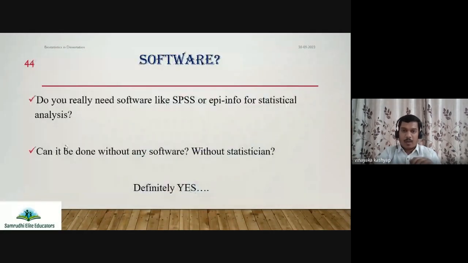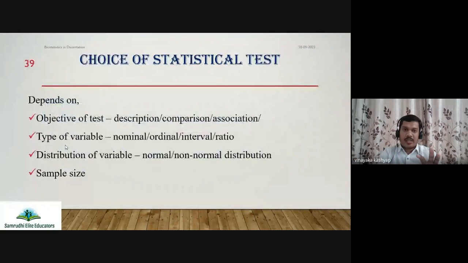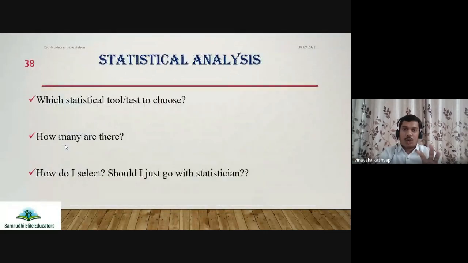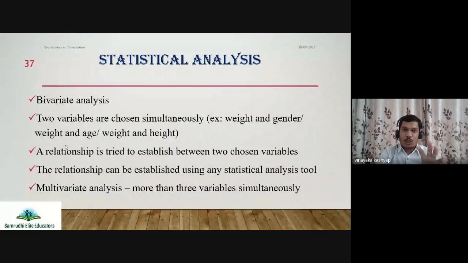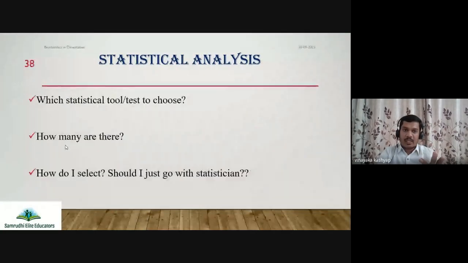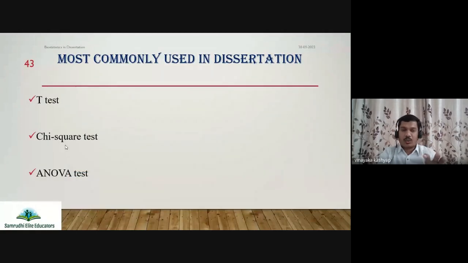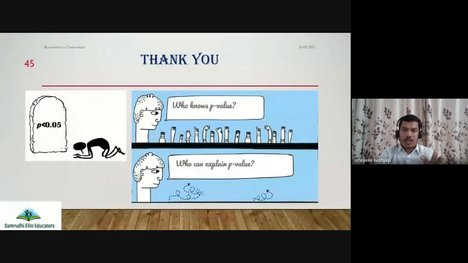I hope I am very clear. The gist was to help you understand how to write the dissertation: the various sample size techniques and tools, and the common biostatistical tools you will be using, especially univariate analysis and bivariate analysis, and the common statistical tests you use: t-test, chi-square test, and ANOVA test.